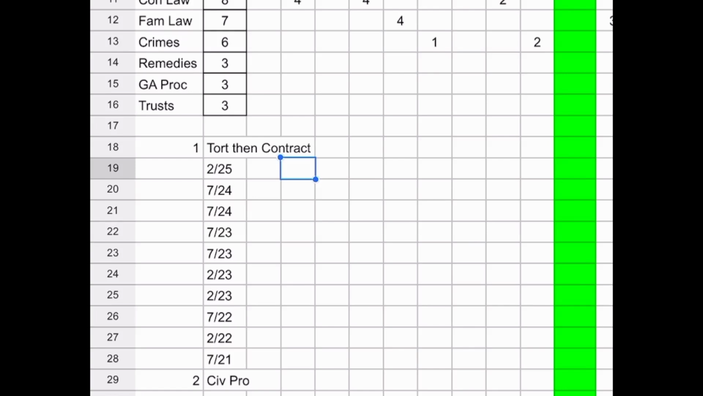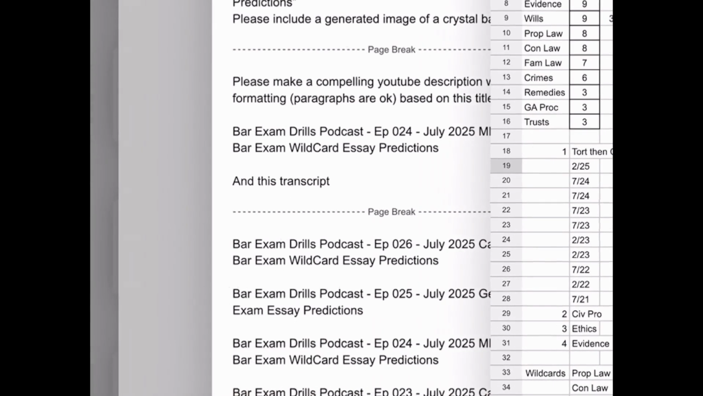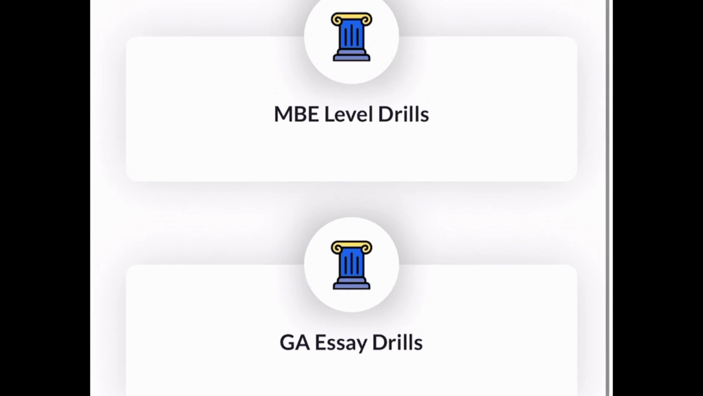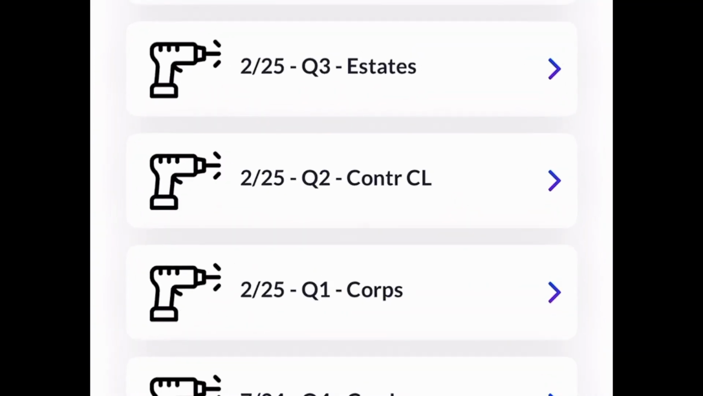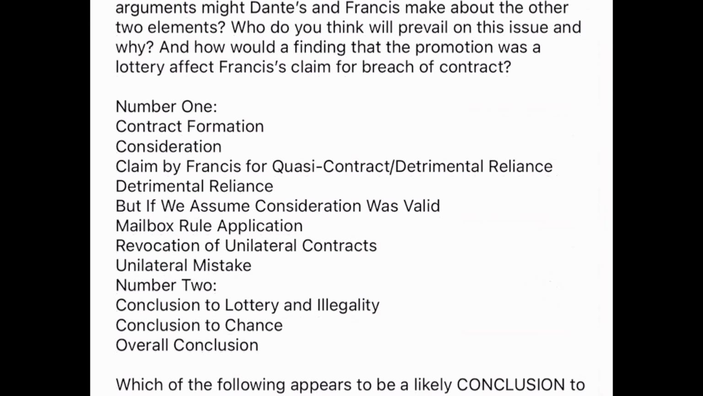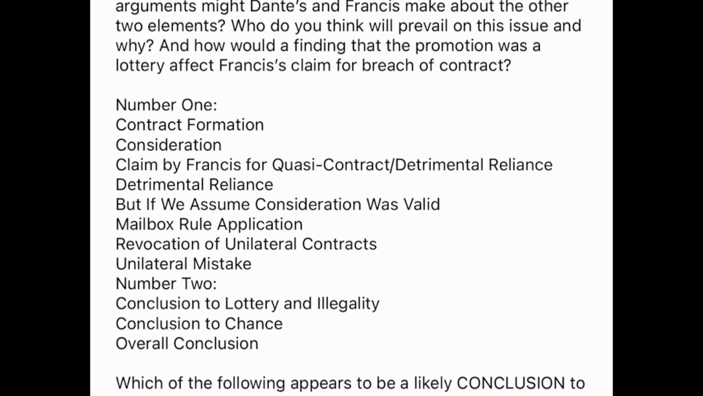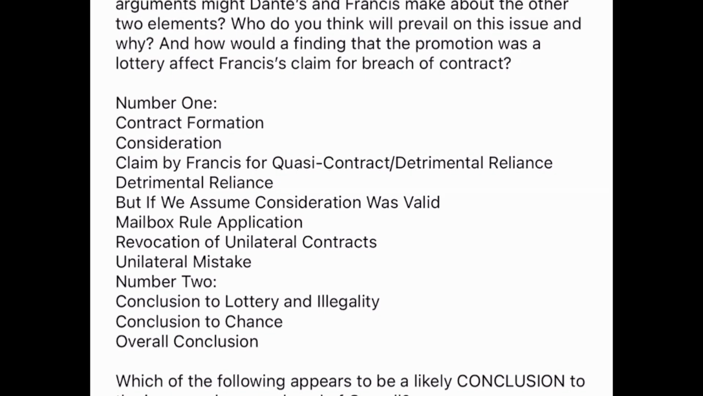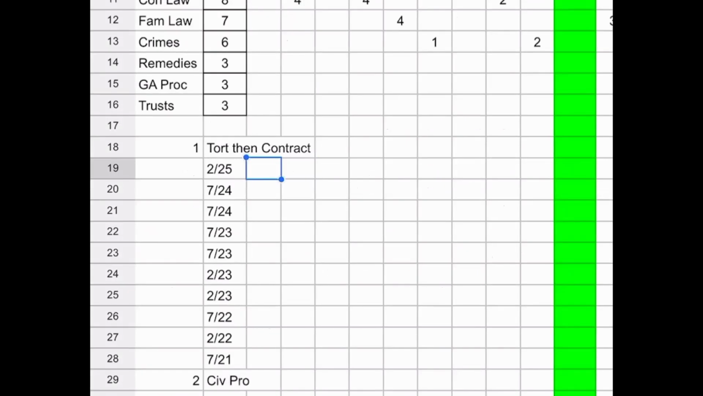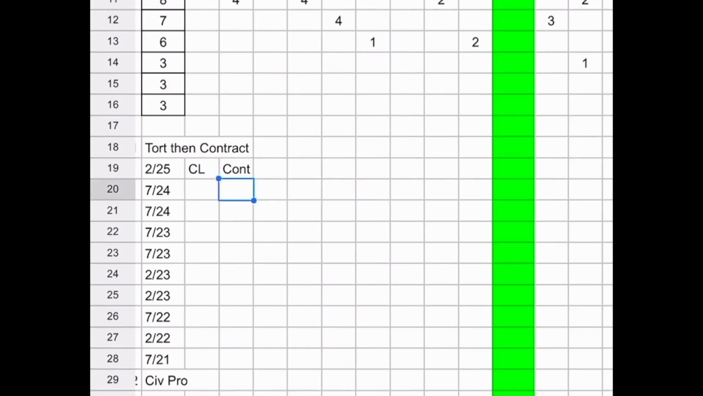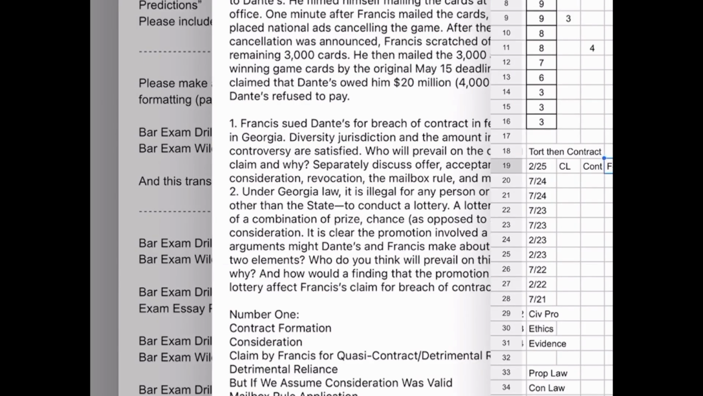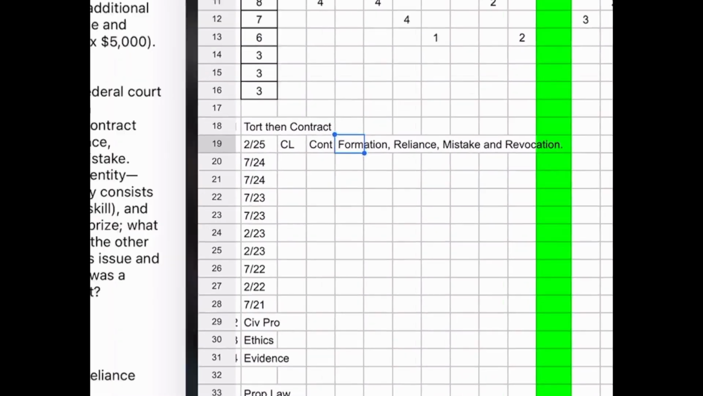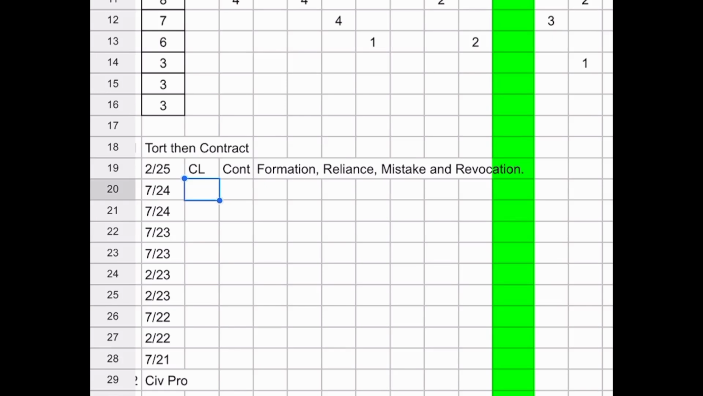Okay, so in February 2025, they did contracts. So let's go to the app, click Georgia, and go to essay drills. And then they did contracts, right? Common law. So right here, you see contract formation, consideration, reliance, mailbox. Okay, so I'm going to do common law here. And then, what do we have? We had formation, reliance, mailbox, mistake, and revocation. Revocation of the offer.